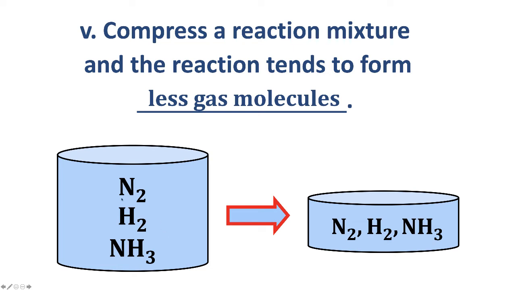And in the case of the nitrogen, hydrogen, and ammonia equilibrium, remember that the reaction equation is 1 N2 reacts with 3 H2s, so that's 4 total molecules, to make 2 NH3, so that's 2 molecules. So going to the right, making ammonia, takes 4 molecules and turns them into 2 molecules. That makes fewer molecules, and that's counteracting the added stress of increased pressure due to decreased volume.